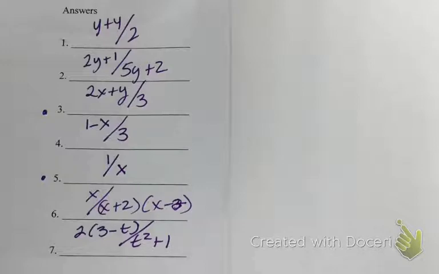Okay, so on number 3, it should have been 2x squared plus 3xy plus y squared, all over 3x plus y. So that's number 3. Is it 3x plus 3y or 3x plus y? Oh, 3y, you're right. Sorry. Okay, so it should have been that.